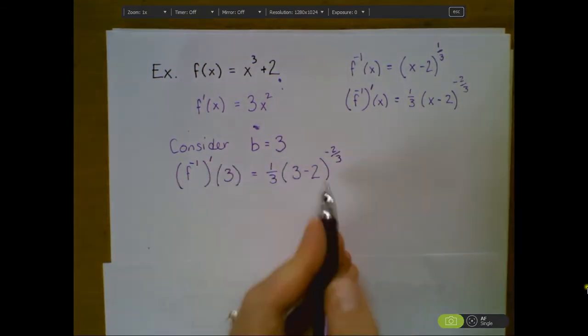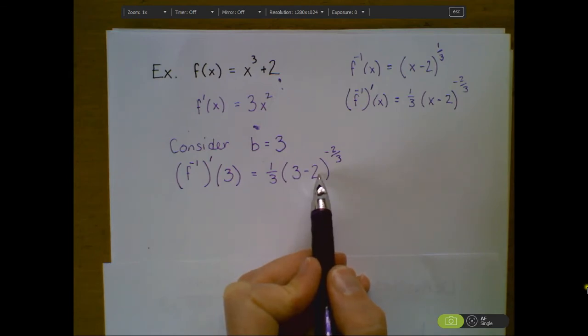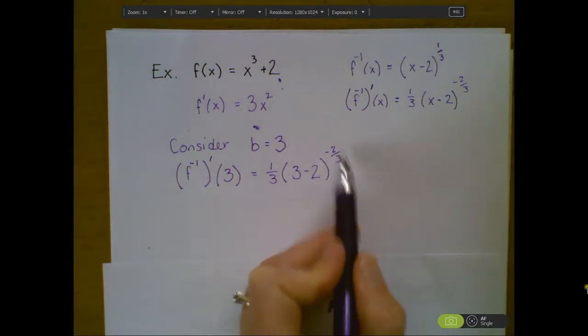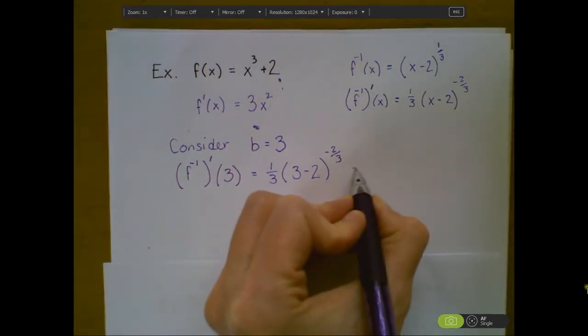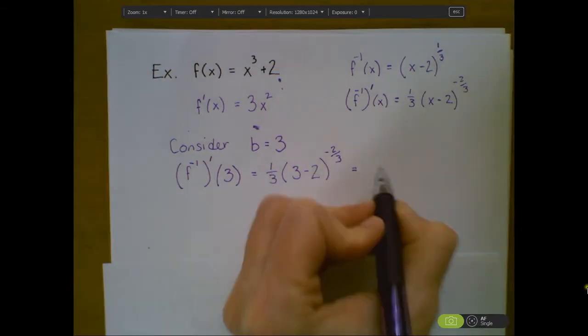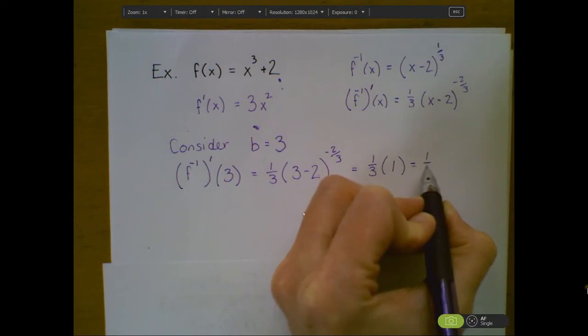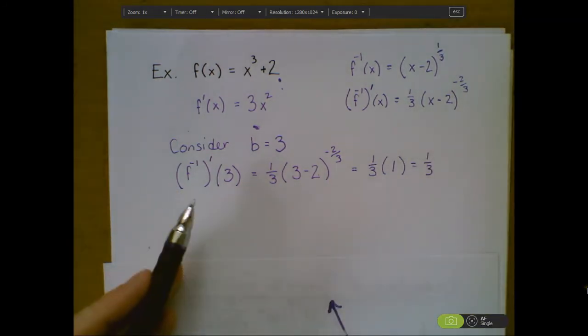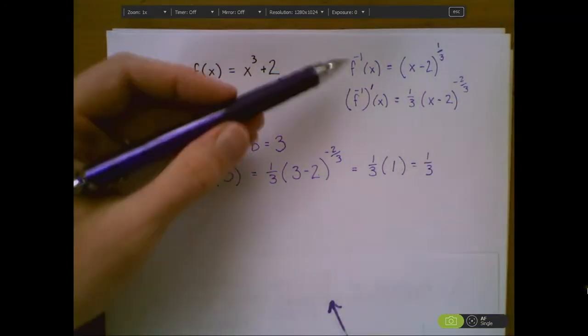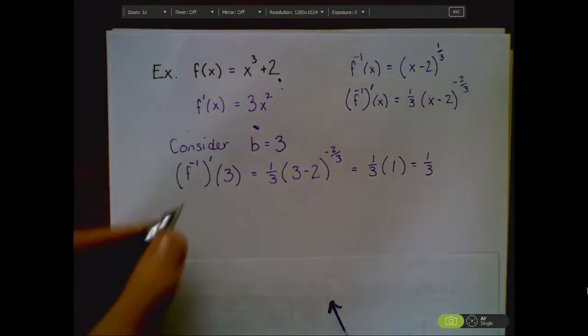This is looking nice. 3 minus 2 is 1, so it doesn't matter. 1 raised to any power is always 1. So that makes this 1/3 times 1, which is 1/3. And let's check this using our formula. So we did this directly this way. Let's use the formula.